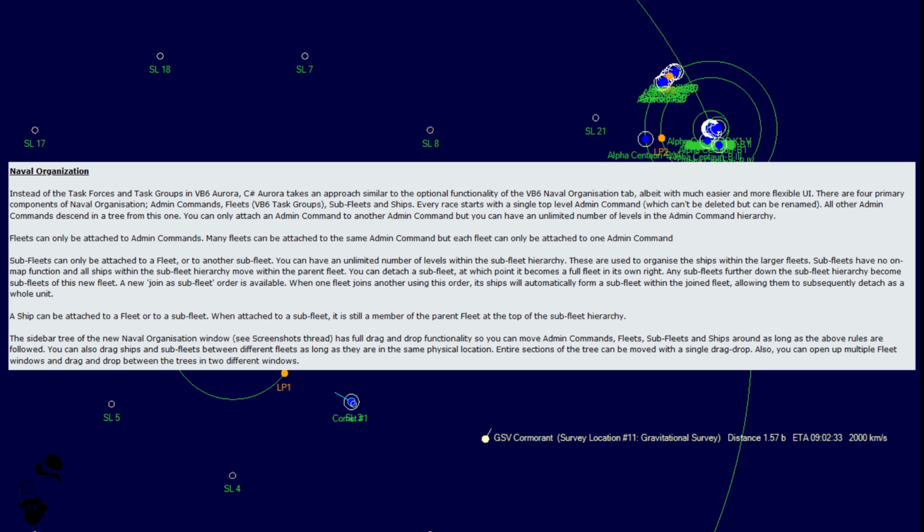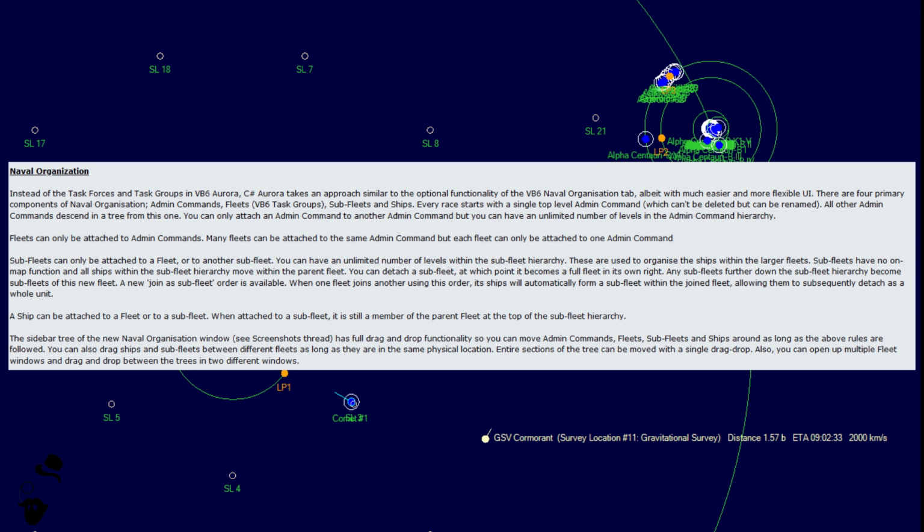Subfleets can only be attached to a fleet or to another subfleet. You can have an unlimited number of levels within the subfleet hierarchy, and you organize the ships within the larger fleets. So again, they're basically task groups. Subfleets have no on-map function, and all ships within the subfleet hierarchy move within the parent fleet. You can detach a subfleet, at which point it becomes a full fleet in its own right. Any subfleets further down the subfleet hierarchy become subfleets of this new fleet.